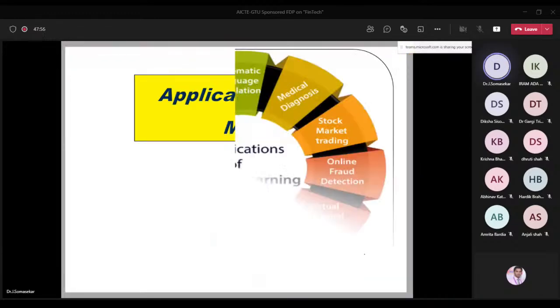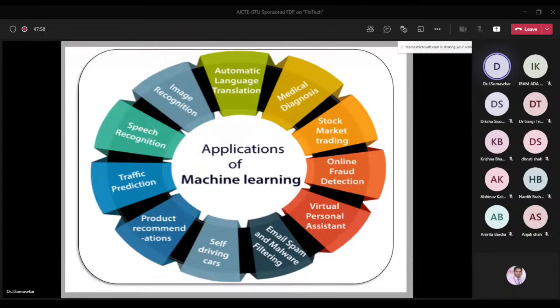And what are the applications of machine learning? We have various applications like image recognition, traffic prediction, recommendation, self-driving cars, email spam, like that. But here we are focusing on one application. I am highlighting stock market trading, in which we are looking at Bitcoin prediction. Of course, in stock market trading or stock market prediction, we have so many things under this, and under it only Bitcoin price prediction comes into the picture.